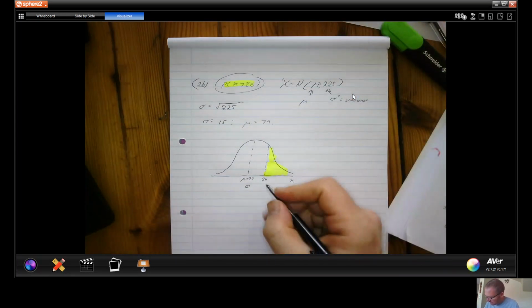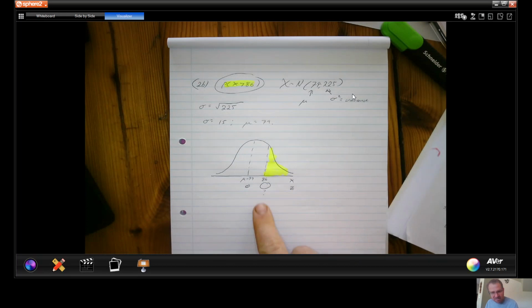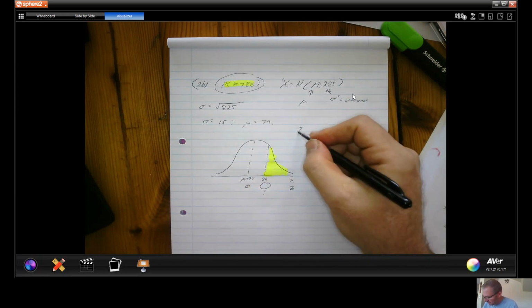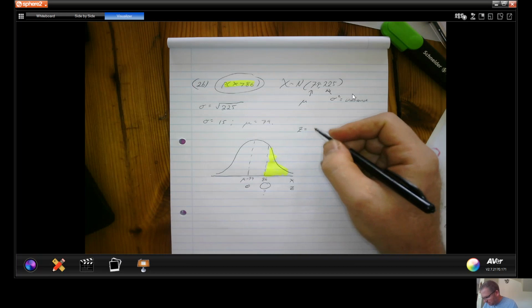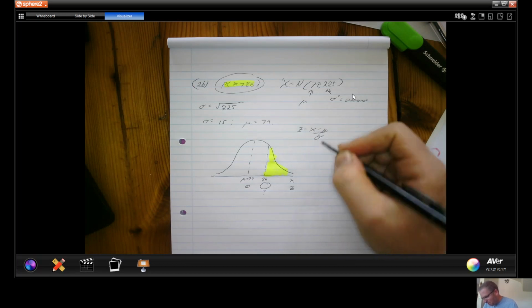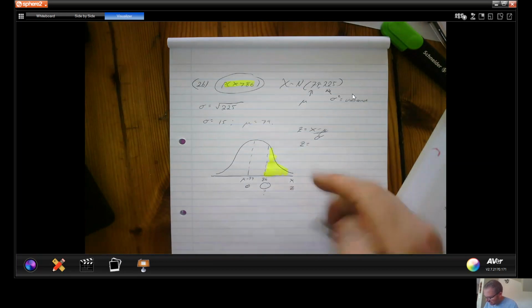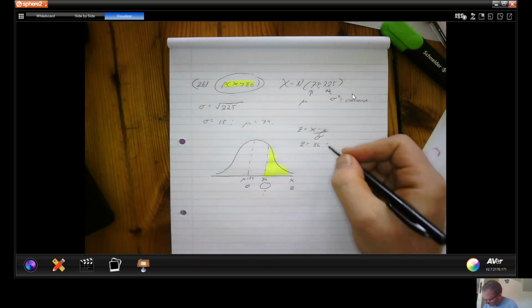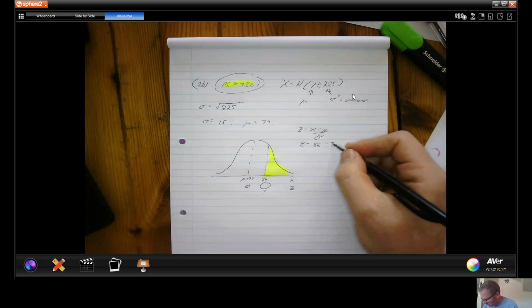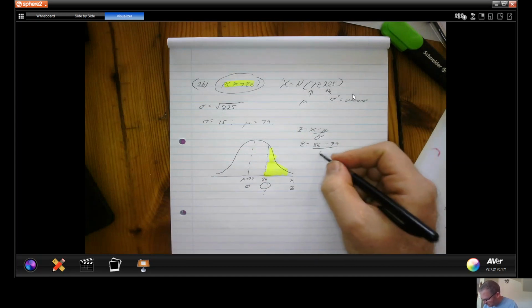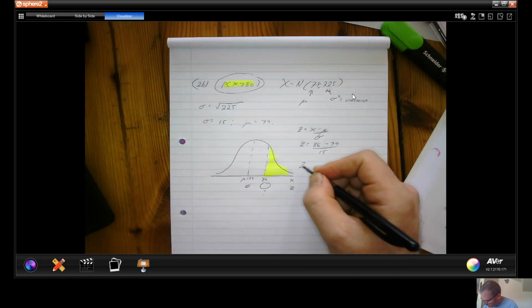The first thing we need to go find out is what is the Z score that goes with the X score of 86 in this sample. So we use our formula. Okay, so Sonali, what do you use? Yes, Z is equal to X minus mu over sigma. And the X score that we're dealing with is 86. So it's 86 minus 79 over the standard deviation, which is 15. And if you lob that into your calculator, Alice, what do you get?